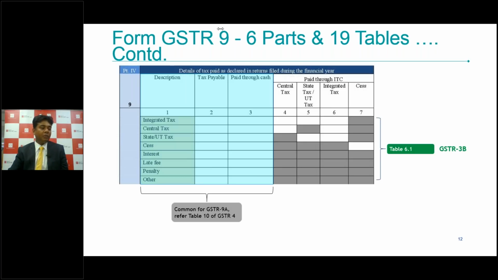What we need to remember is there is no payment happening through this return. There is no facility to credit the cash ledger and put an amount over here. This needs to be disclosed based on whatever has already happened.